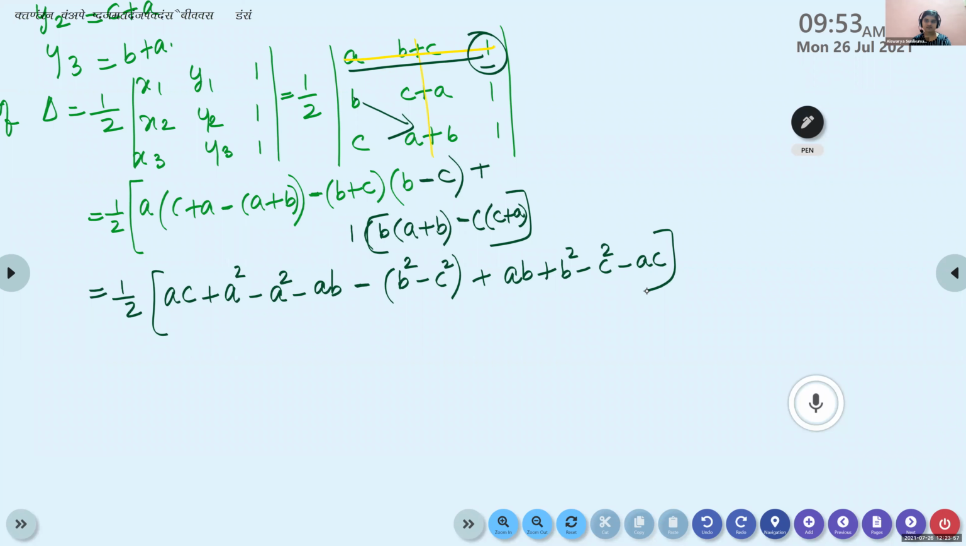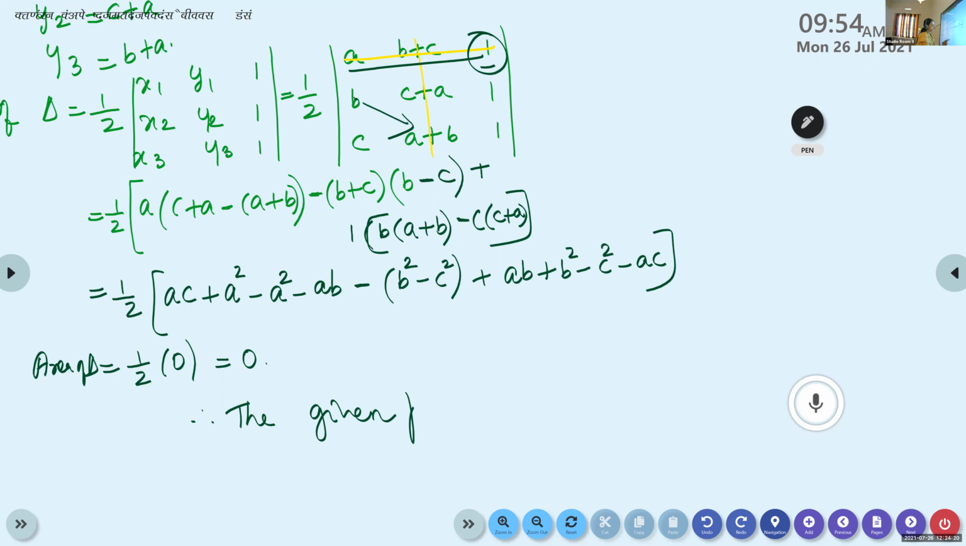Yes, ma'am, everything will get cancelled. So we get half into 0, which is equivalent to 0. Area of the triangle is 0. So if the area of the triangle is 0, what can we say here? Therefore, the given points are collinear. We have proved the result, isn't it? Hence proved.